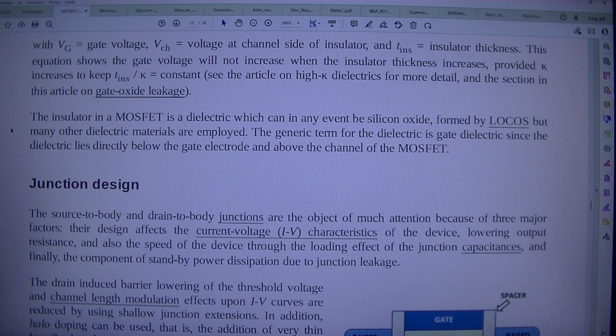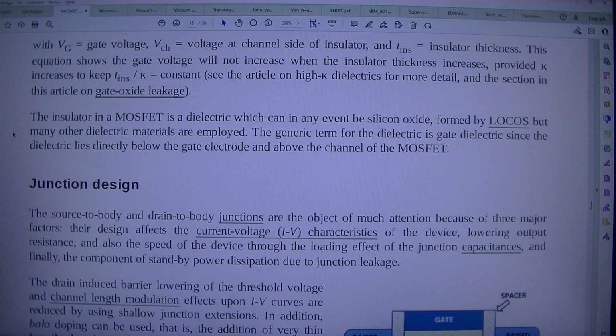This equation shows the gate voltage will not increase when the insulator thickness increases, provided kappa increases to keep tins/kappa constant. See the article on high-k dielectrics for more detail, and the section in this article on gate oxide leakage. The insulator in a MOSFET is a dielectric which can in any event be silicon oxide, formed by LOCOS, but many other dielectric materials are employed. The generic term for the dielectric is gate dielectric, since the dielectric lies directly below the gate electrode and above the channel of the MOSFET.